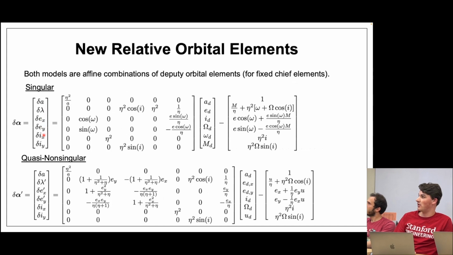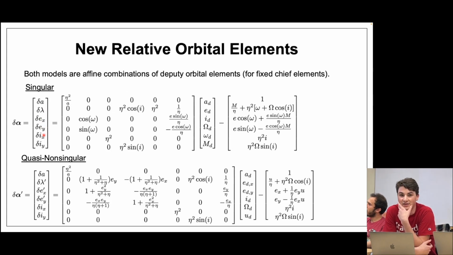This is not super important, but just to demonstrate, if you know your chief orbital elements, both ROEs are affine combinations of deputy orbital elements, which is just a way to show that it's easy to translate between ROEs and deputy orbital elements or vice versa. It's easy to recover one from the other. Not a problem.